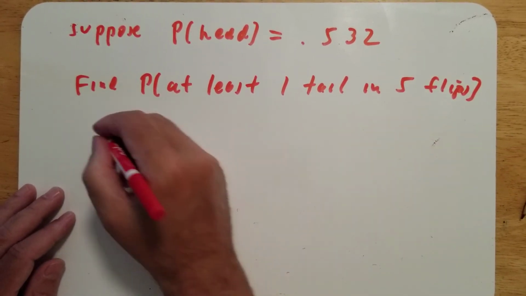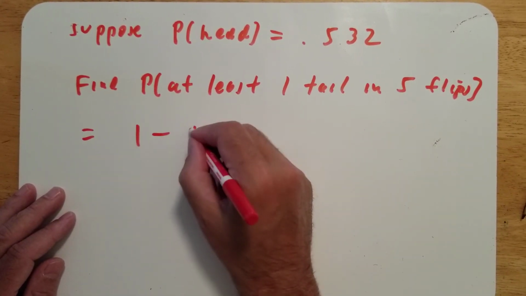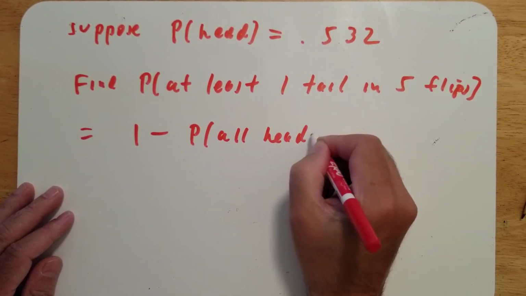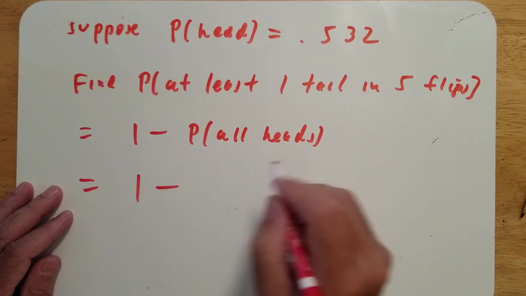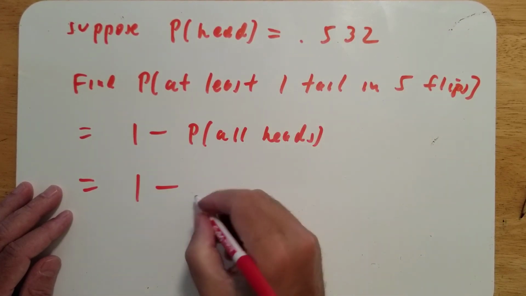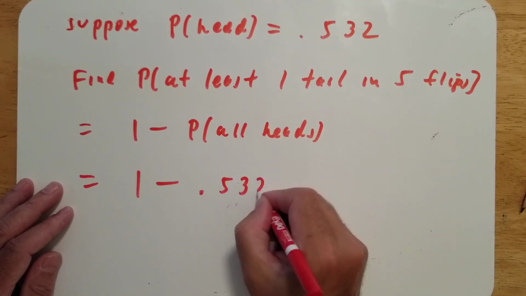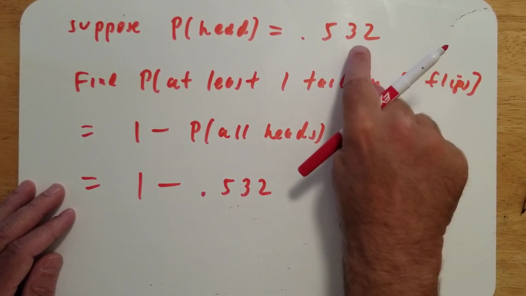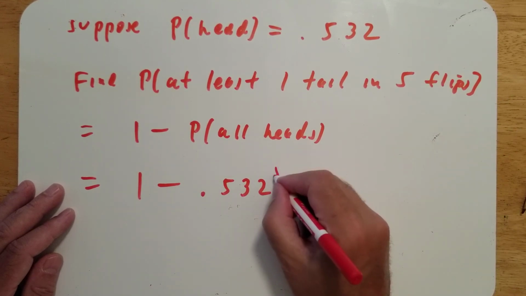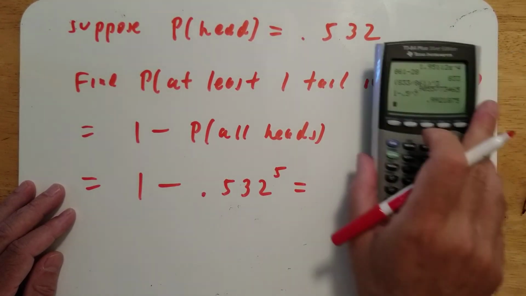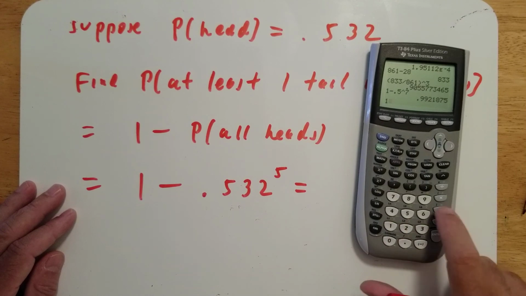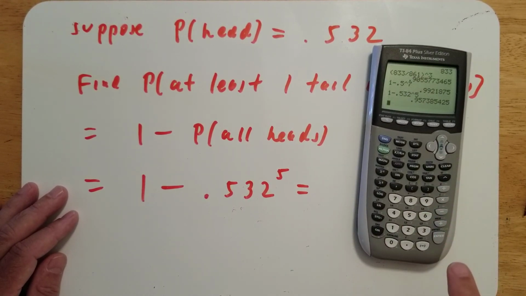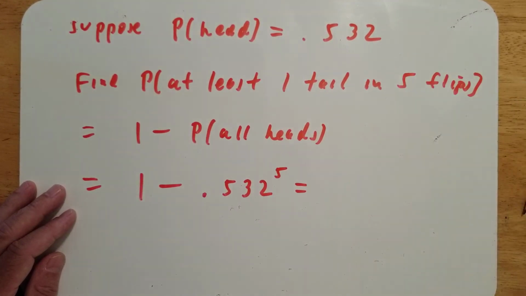So by the at least one principle, it's 1 minus the probability that they're all heads. And that's 1 minus, now the probability of getting one head is now 0.532. And there's 5 flips, so the probability of all heads is this 0.532 multiplied by itself 5 times. And on the calculator, 1 minus 0.532 to the 5th is 0.957 to 3 decimal places.